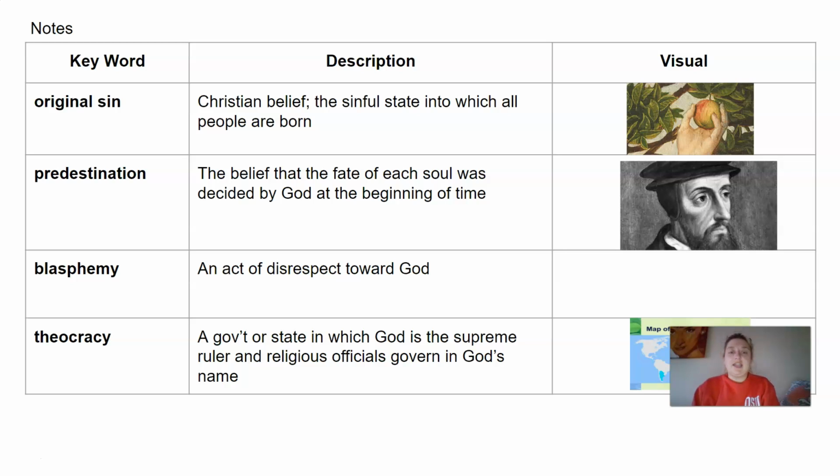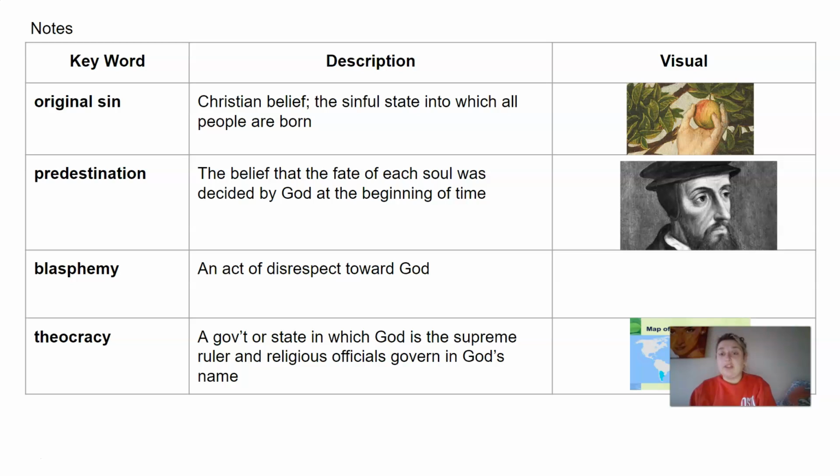Theocracy: a government or state in which God is the supreme ruler and religious officials govern in God's name. We'll look at a map in a second. There are still some theocratic countries and regions in the world today. But we, as the United States, are not theocratic.